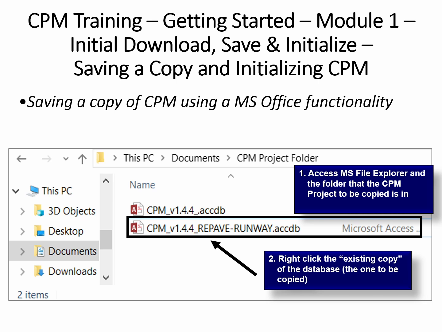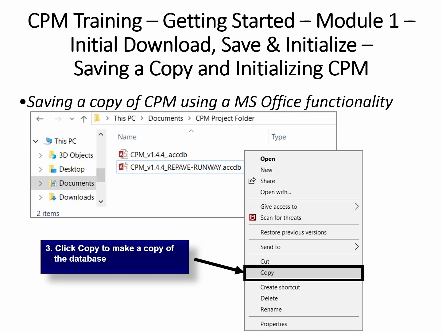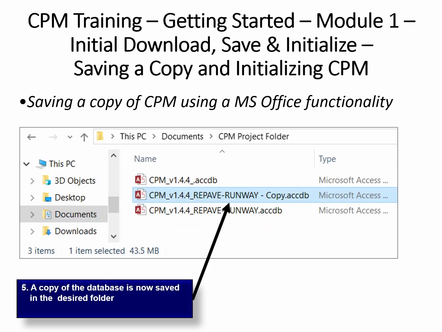Saving a copy. Like I said, it is always best to save a copy of CPM before you use it. So you would take the copy here, repaving the runway, by right-clicking and going to copy, and then going to paste, and it will paste a copy. It is always recommended to work on the copy, in case anything goes wrong, you have the original to go back to.